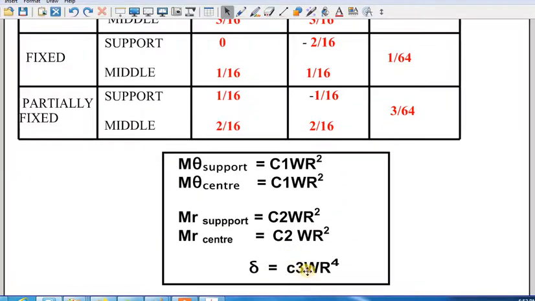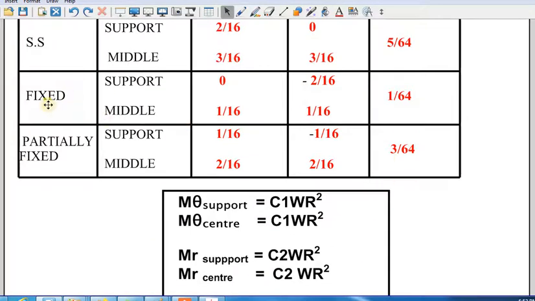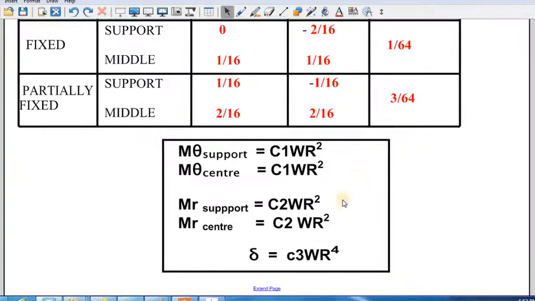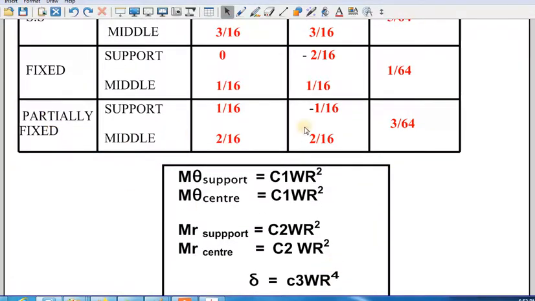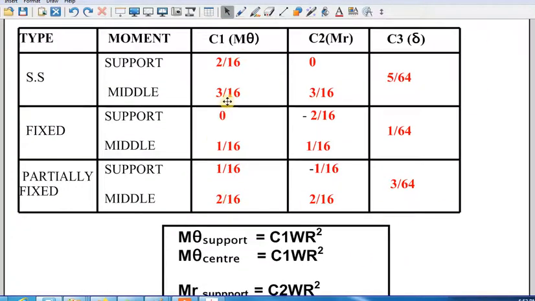This delta indicates the deflection. Deflection is C3 W r to the power 4. For simply supported it is 5 by 16 W r to the power 4, for fixed it is 1 by 64 W r to the power 4, and for partially fixed it is 3 by 64 W r to the power 4. Keep these values in mind. One thing you can notice here: for any beam, at the center, the radial moment and tangential moment will be the same, 3 by 16 W r square here also 3 by 16, here 1 by 16, 1 by 16, 2 by 16, 2 by 16. Only the support condition moments will change.